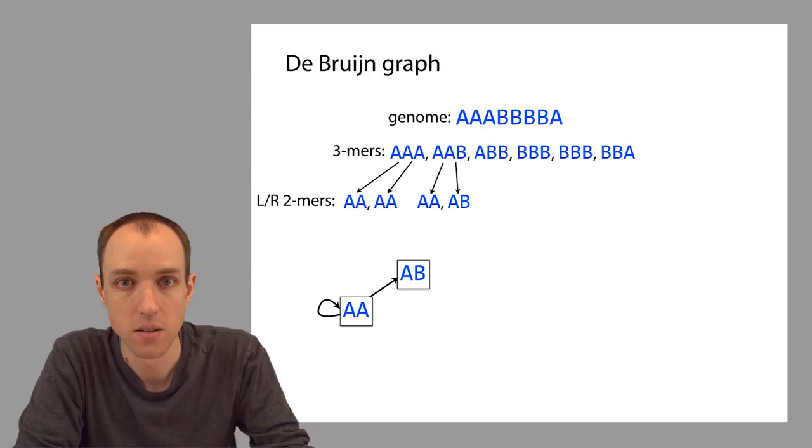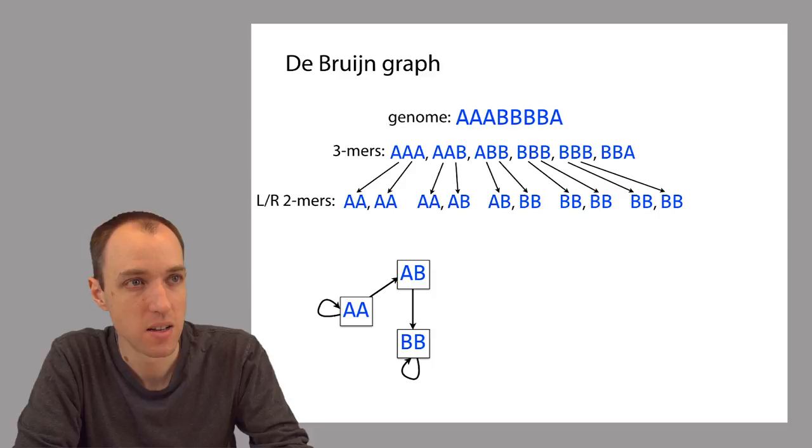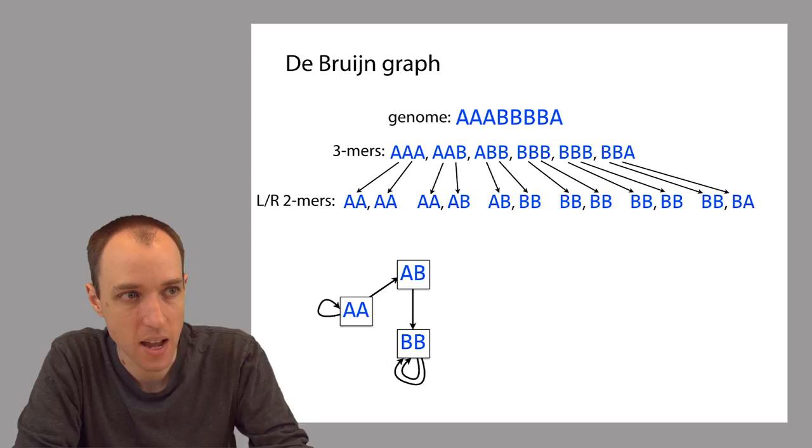Let's do the same for the third k-mer, AB, BB. So we're going to have to add a new node for BB, and then we're going to have to add an edge from AB to BB. Let's do the same for this next one. This one's BB, BB, so we're going to add an edge that goes from BB back to BB. Same thing again for this k-mer, and then for the final k-mer, we have BB and BA, so we're going to have to add a node for BA, and then we'll add a directed edge from BB to BA.